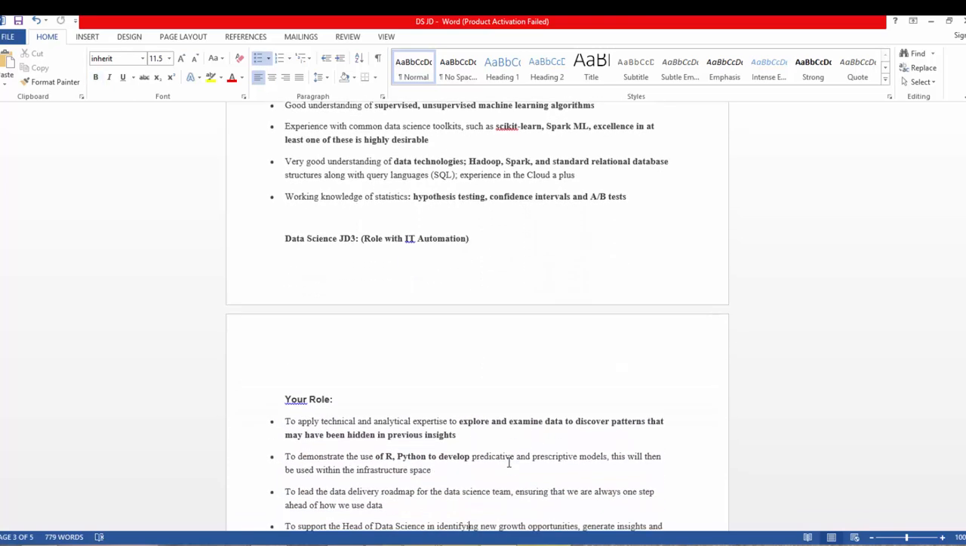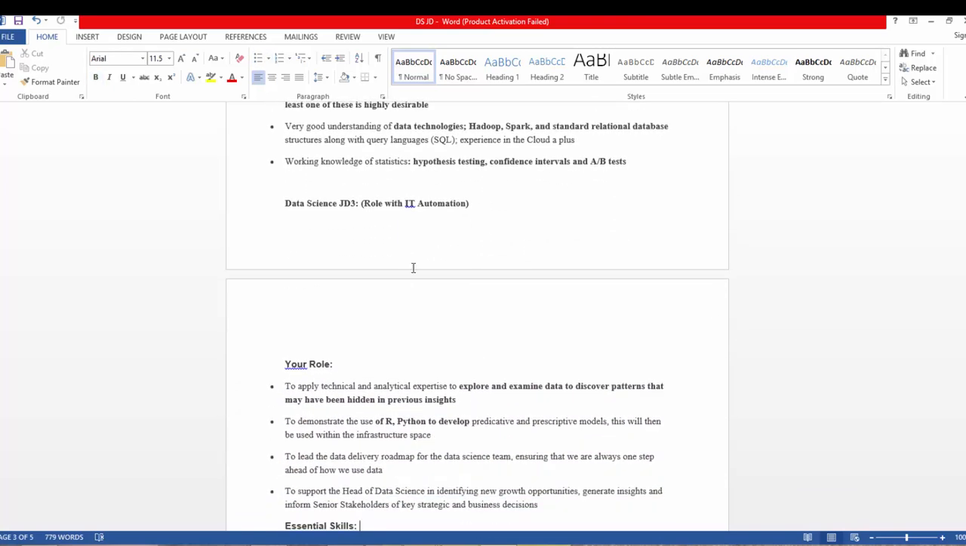The next job description we'll talk about is a role in IT automation in many of these IT departments.